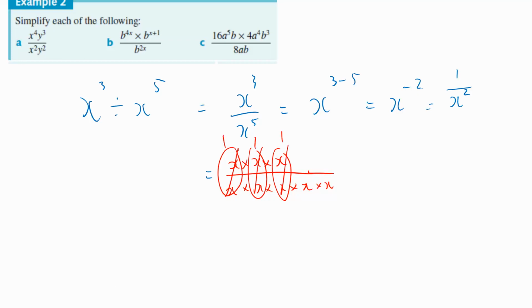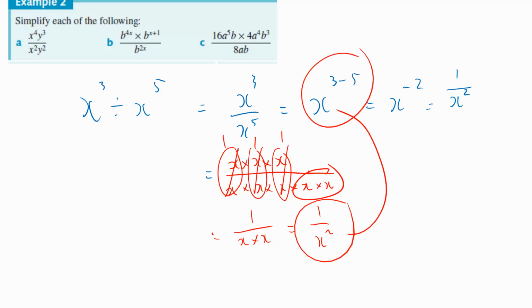So it makes sense if you had 3 on the top and you have 5 on the bottom, well, if you're going to cancel them out, you're going to lose 3 on the bottom, you're left with 2 left. That's why we can write our answer as 1 over, and now you've got x times x, and we can simplify that as 1 over x squared. And using rule number 2 that you learnt, you can take away the powers.